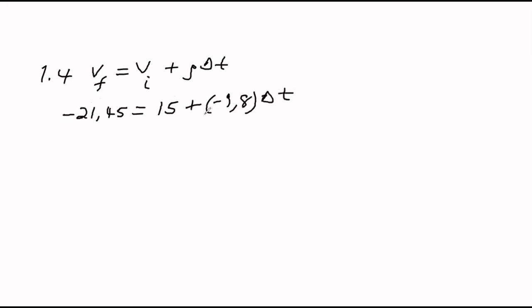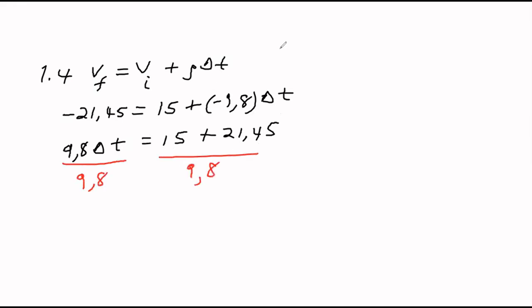Then delta T. Then we can take this term with T to the left, it becomes positive 9,8 delta T. Then we take negative 21 to the right, it becomes positive 21,45. Then to make T the subject of the formula, we can divide both sides by 9,8. Then we get our delta T, which is 3,70 seconds. Okay, let's go now to 1.5.